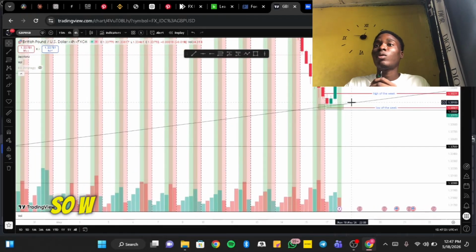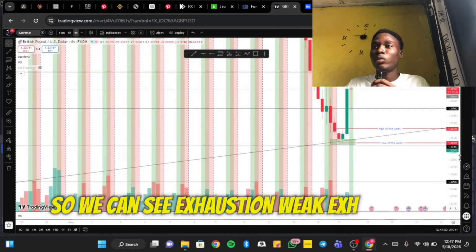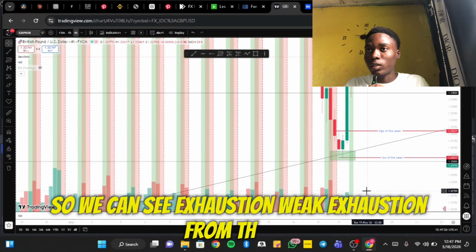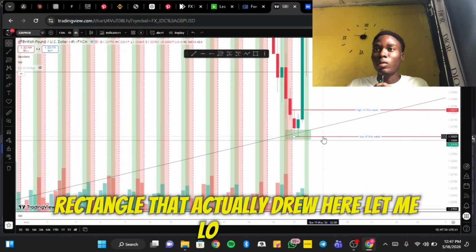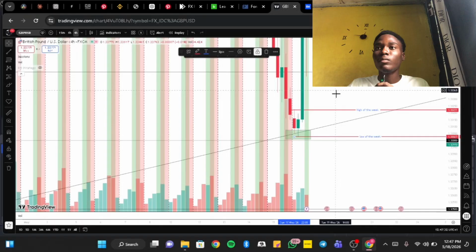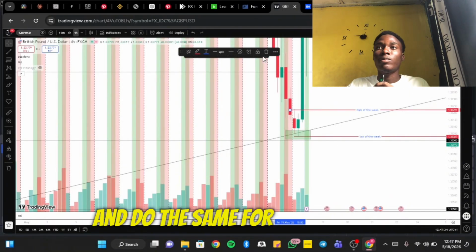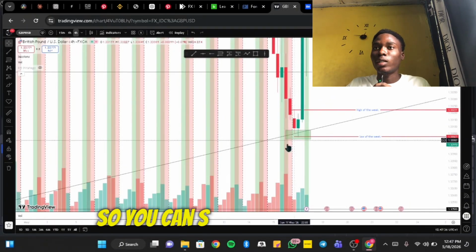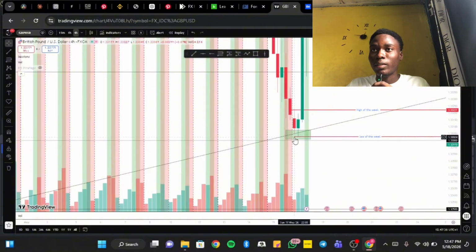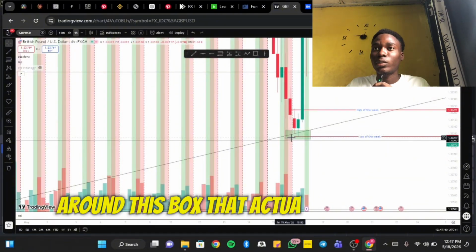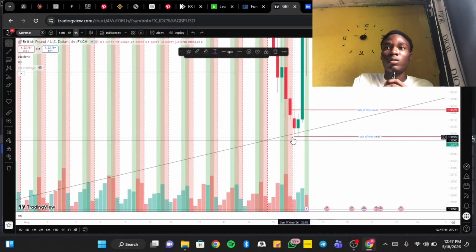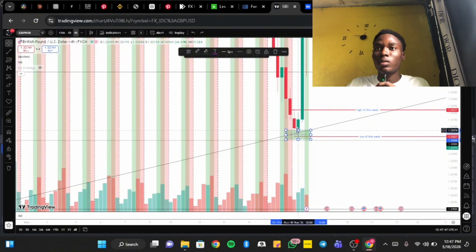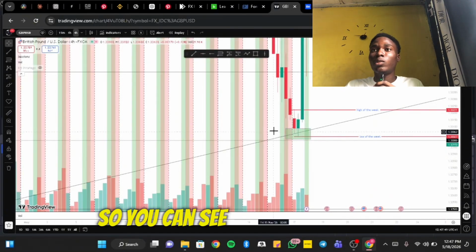So we can see exhaustions, weak exhaustions from this rectangle that I drew here. Let me lock this and do the same for this. All right, so you can see weak exhaustions around this box that I drew. So you can see weak exhaustion.